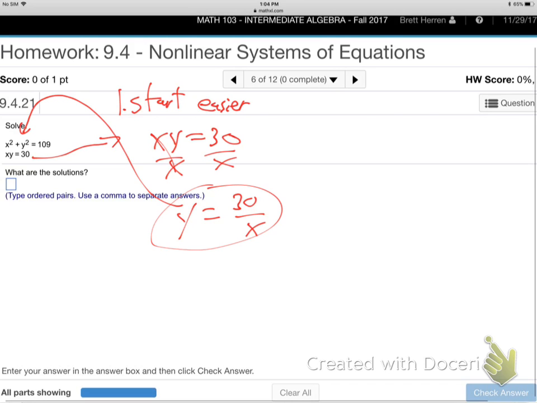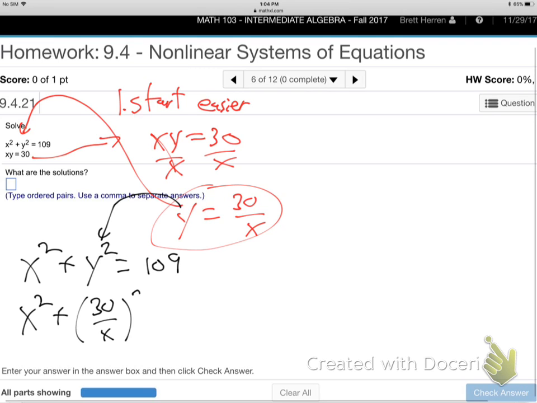So the other one is x squared plus y squared is 109. Plug that in right there. X squared plus 30 over x, squared, is 109. Good. Bring it up here. So that's x squared. Am I going too quick? We good so far? So just get x or y alone in the easier equation, plug into the harder equation. And now you only have one letter, so you can solve.